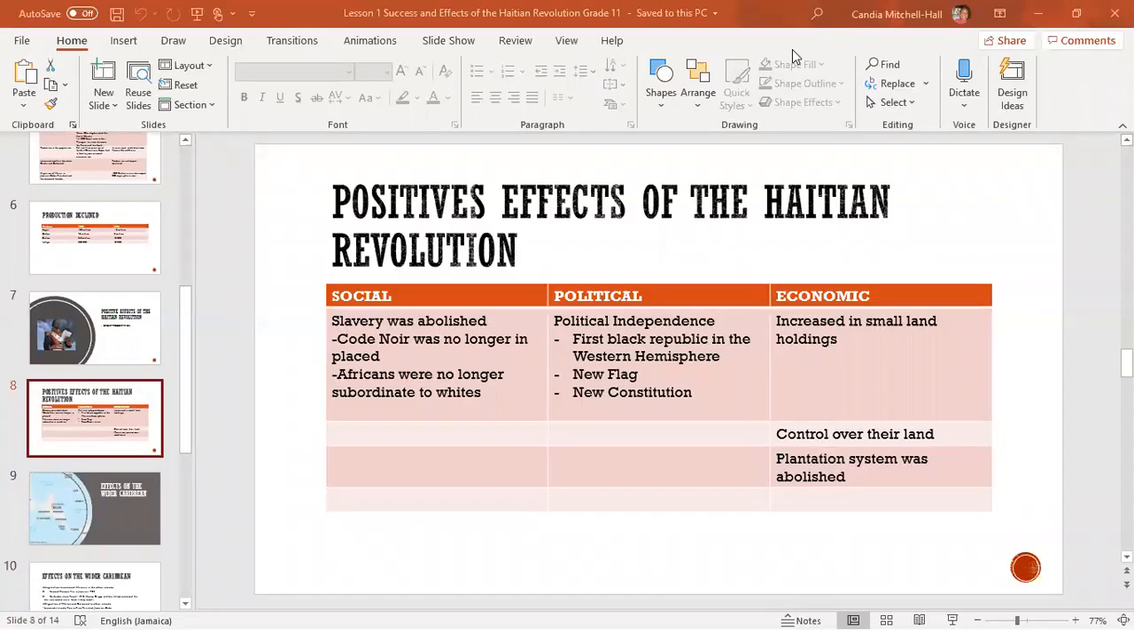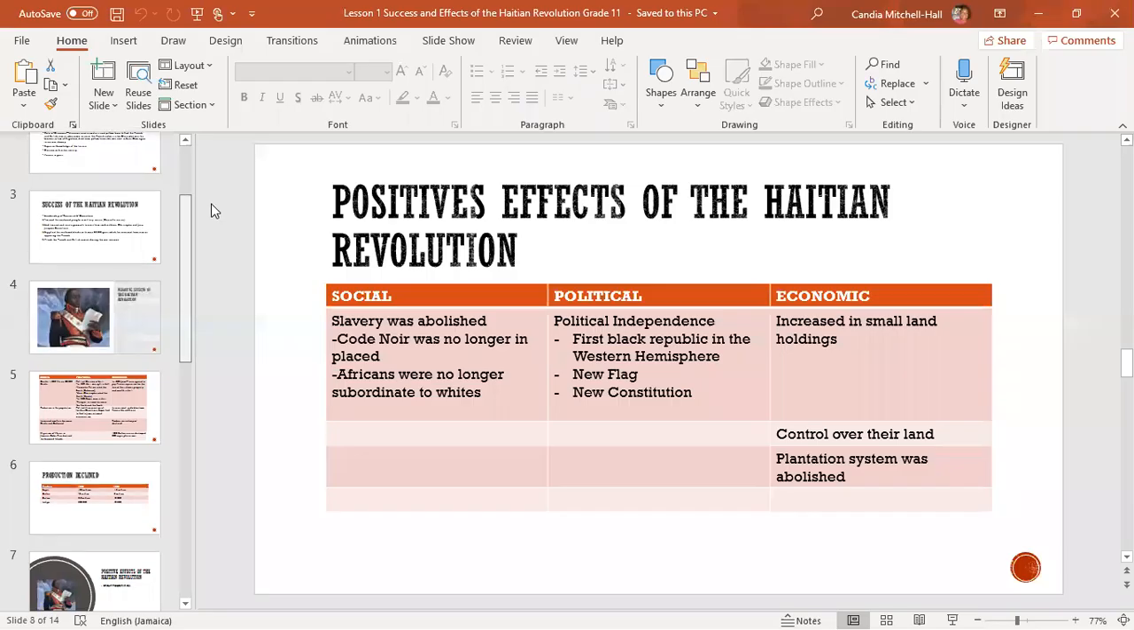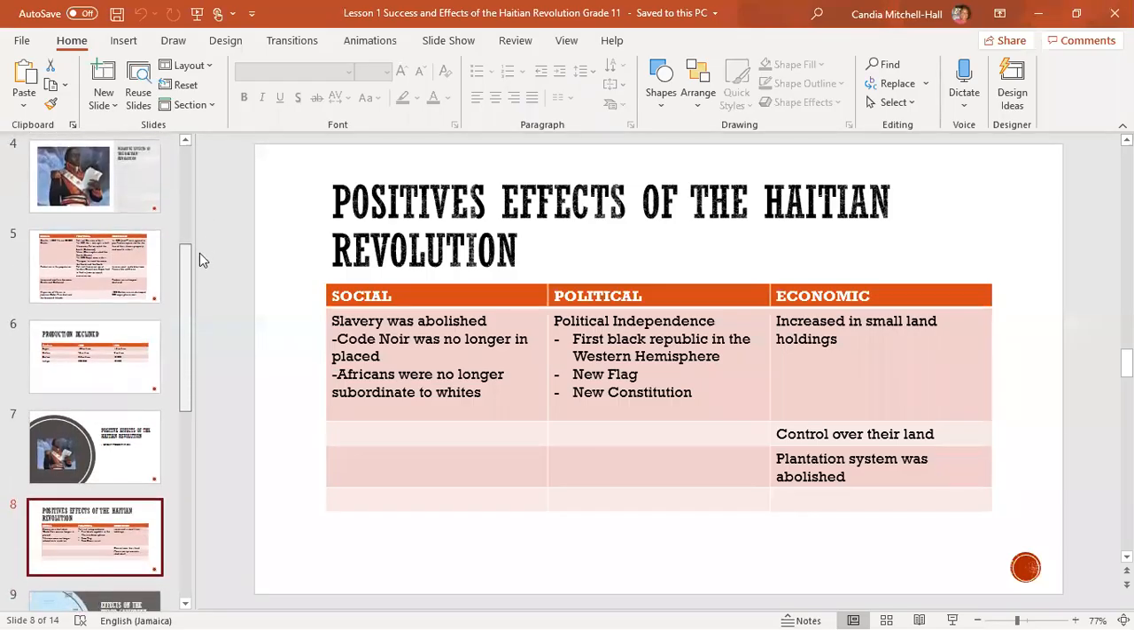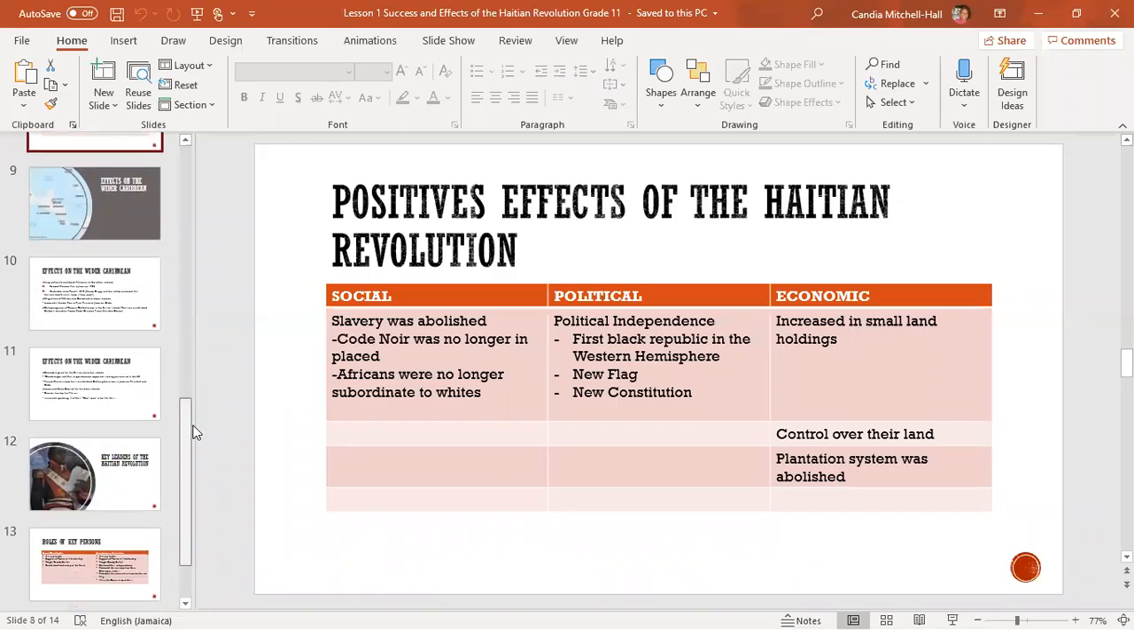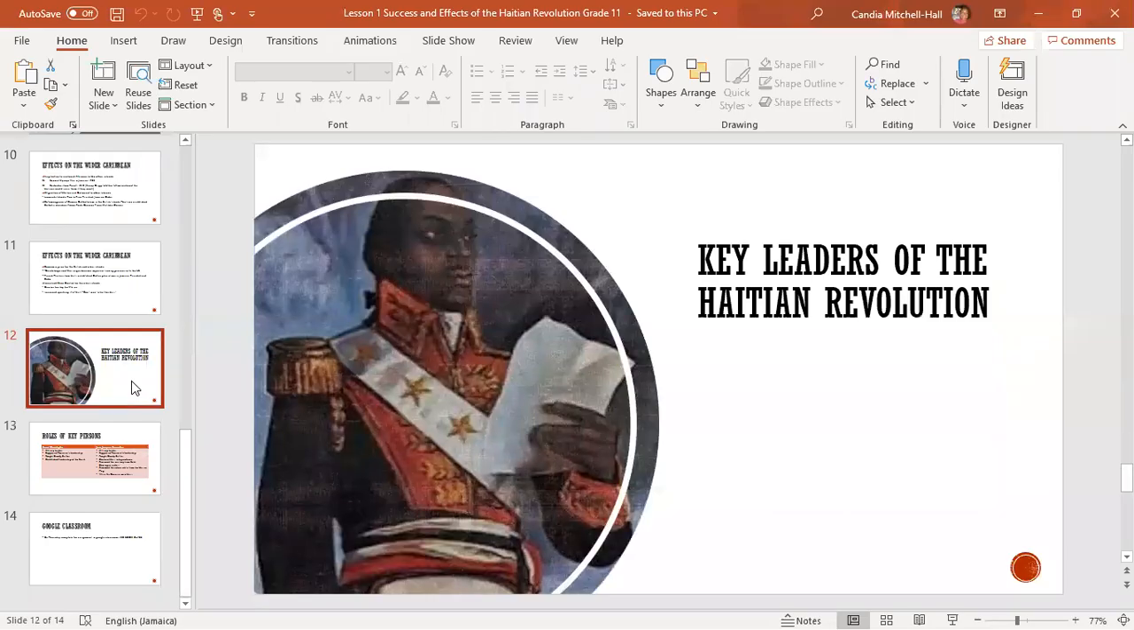Positive economic effects: increasing small land holding. They have control over their land. People no longer had to work on plantations. So these are some of the positive effects. Now, we would have looked thus far at the reasons for the success of the Haitian Revolution, the positive and negative effects of the Haitian Revolution, effects on the wider Caribbean, and now we're going to look at some key leaders.